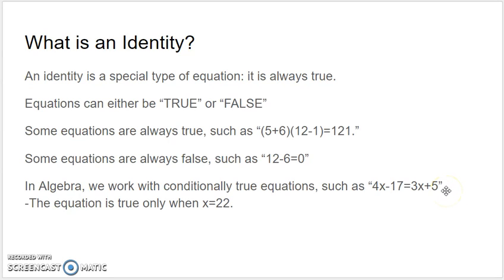So an identity, then, is a special type of equation where it is always true. So it always has this property here, 5 plus 6 times the 12 minus 1. It's always true, but also it's for all values of any and all variables that would appear in it.